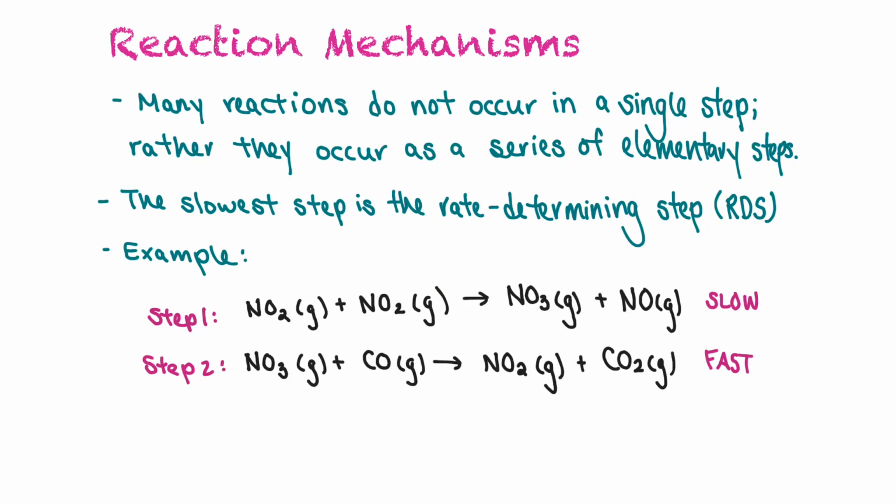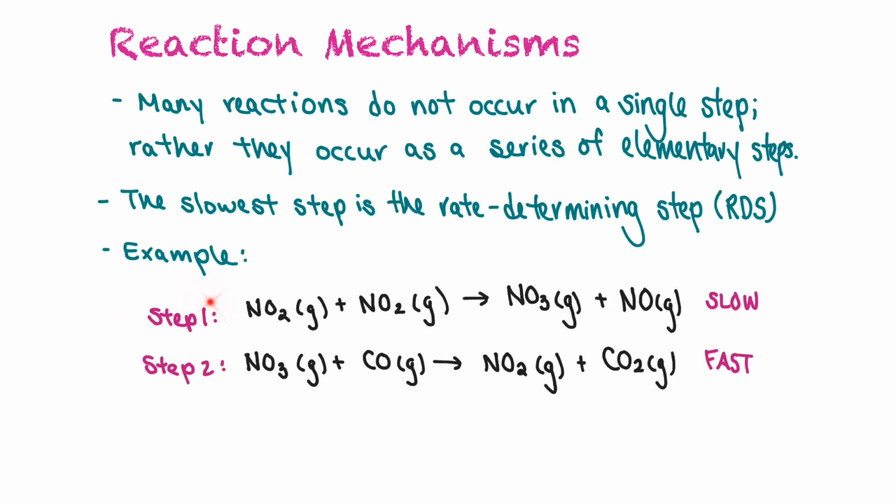So, reaction mechanisms mean that many reactions don't occur in a single step. Rather, they occur as a series of elementary steps. And the slowest step is the rate determining step, or the RDS. And that step will determine the rate at which the reaction will proceed.